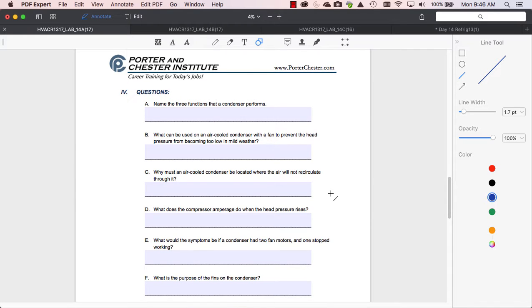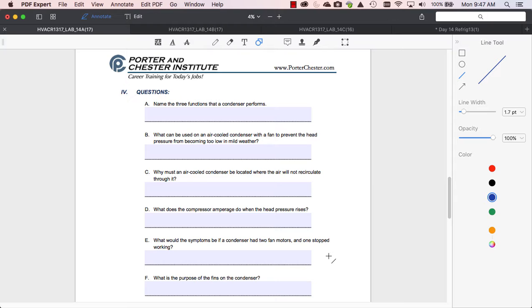Why must an air-cooled condenser be located where the air will not recirculate through it? Well, if you continue to recirculate that warm air, the exhaust of the condenser, back through the intake of the condenser, sooner or later it's going to get too hot and it's going to trip the high-pressure control. What does compressor amperage do when the head pressure rises? Well, it should go up because the compressor is having to work harder because of the higher pressures.